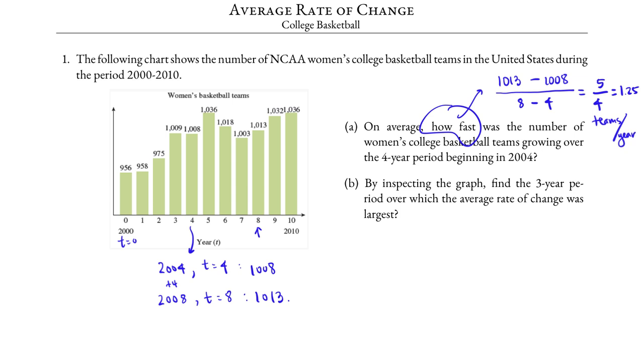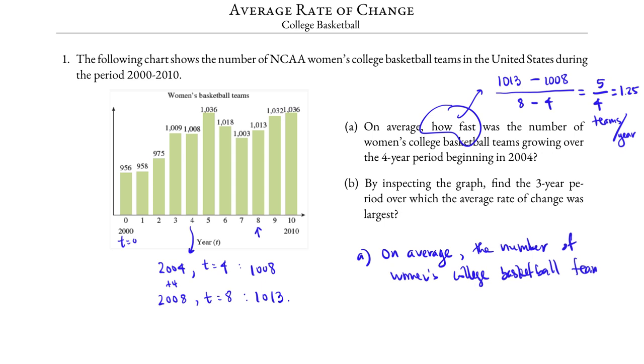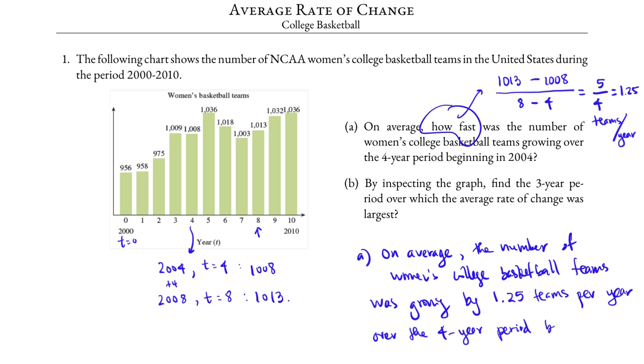Since the rate is positive, we say that on average, because we computed the average, the number of women's college basketball teams was growing by 1.25 teams per year, but only over the 4-year period beginning in 2004.